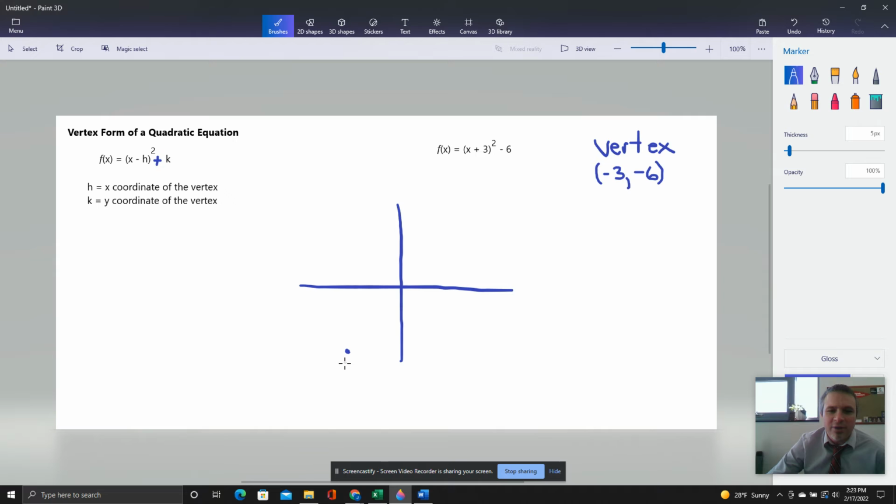Looks like he's down here. So our vertex is down here at (-3, -6). The problem is we don't know where to draw this through. Does it cross here, here, here? We don't know where to draw through the y-axis, and we know that that's going to be the initial value. So we need to figure that out.